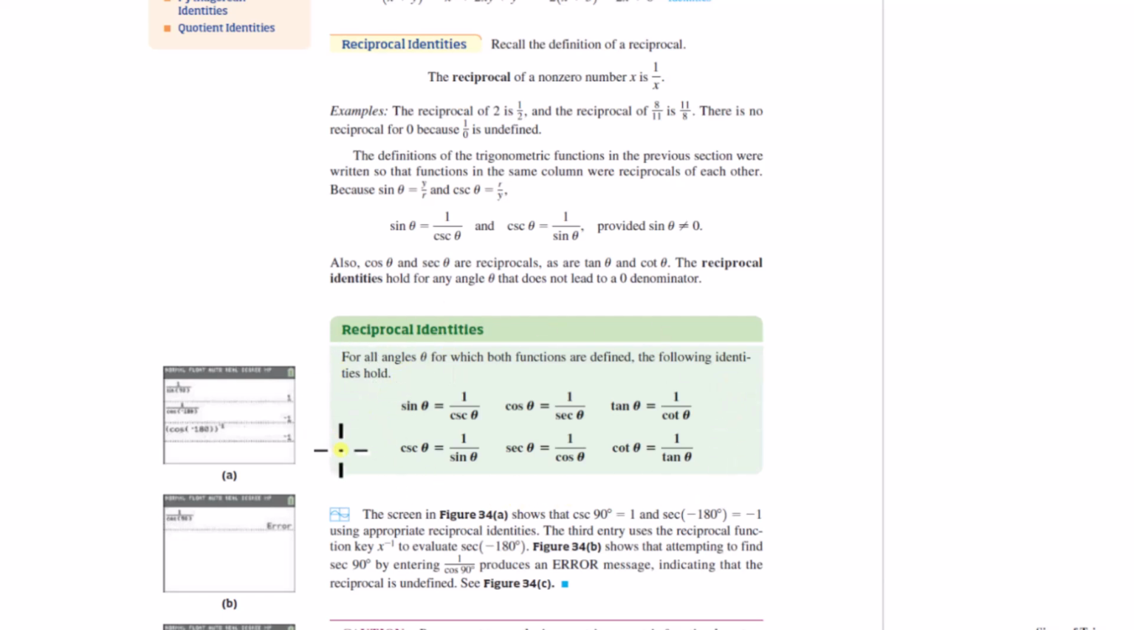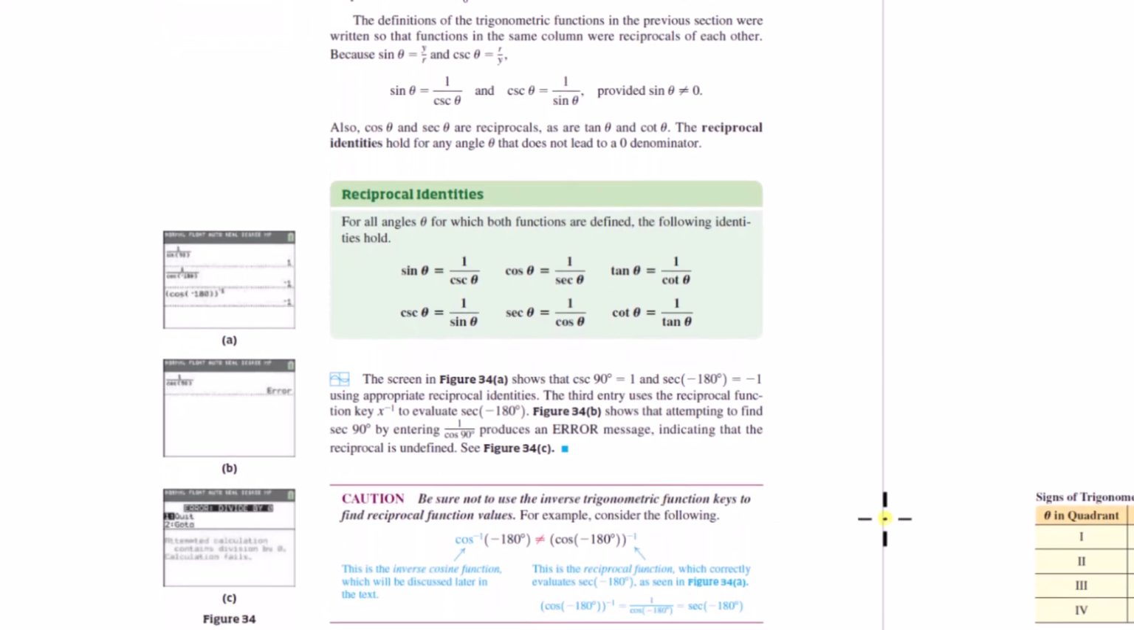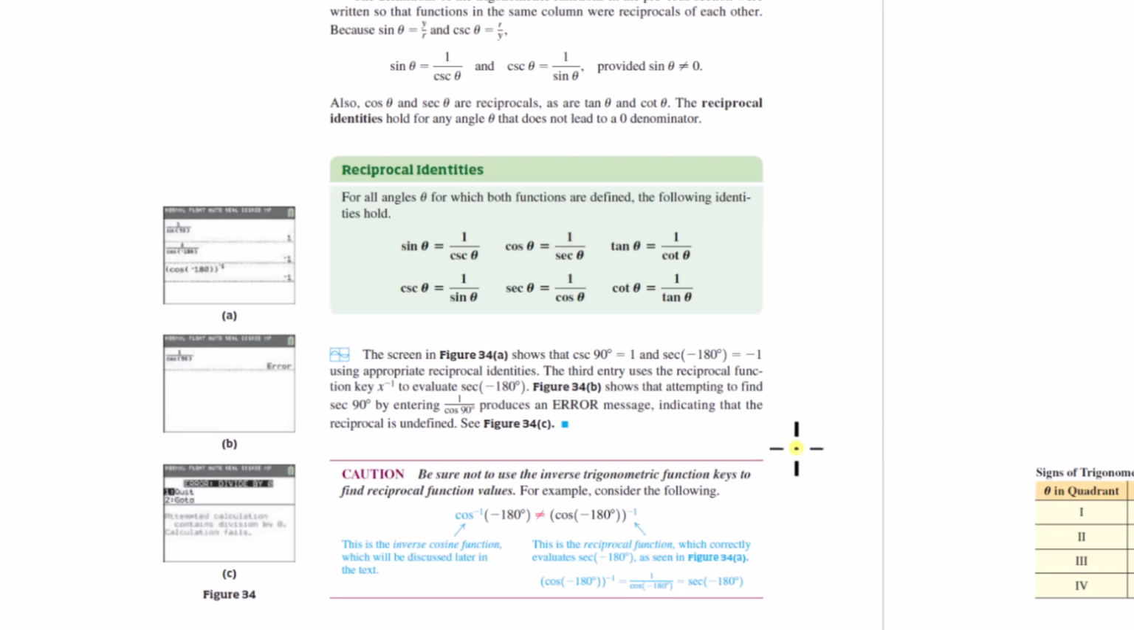It's only at quadrantal angles where the potential for dividing by 0 comes into play, and therefore the identity doesn't hold, it's undefined. Okay, they point out here that in most cases, the reciprocal of x, you do this, right? Because anything to the -1 power is like a reciprocal, right?